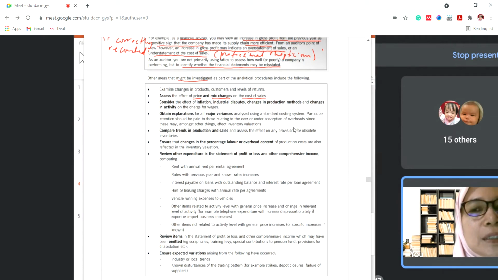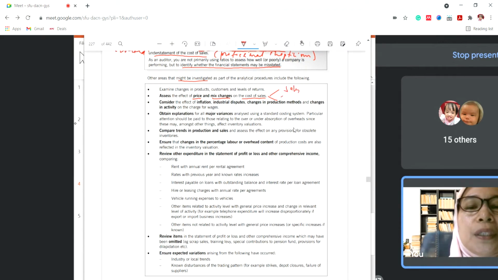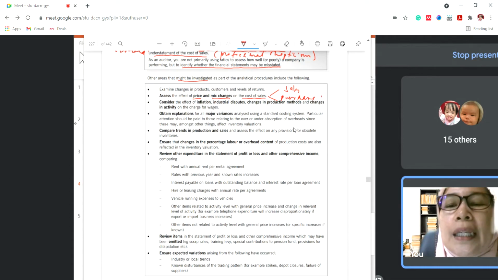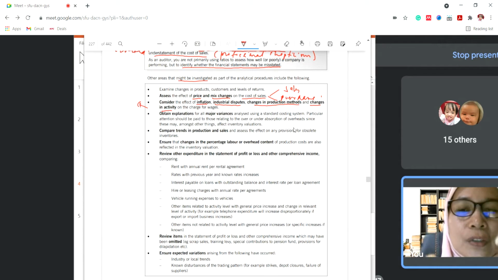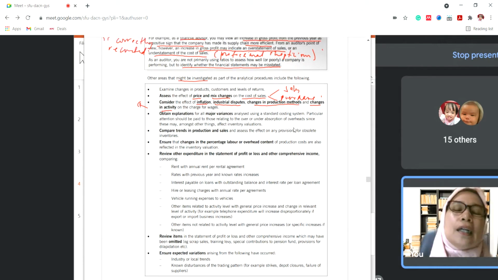The mix of changes in the price, what will happen to the cost of sales? Okay, because it involves cost, sales and purchases. Revenue and cost. And then consider the effect of inflation, industrial disputes, changes in production methods and changes in activity. So in the case of the economic downturn, COVID-19, it will affect the overall result of the financial statements of the company.